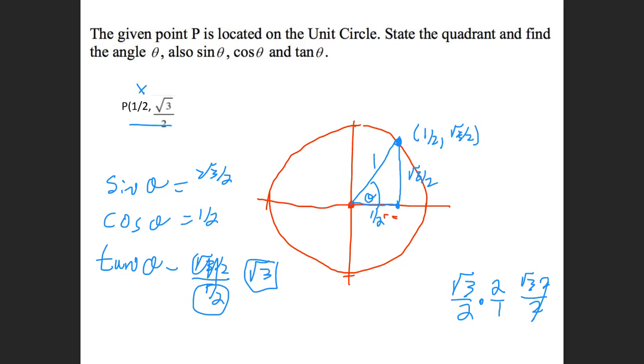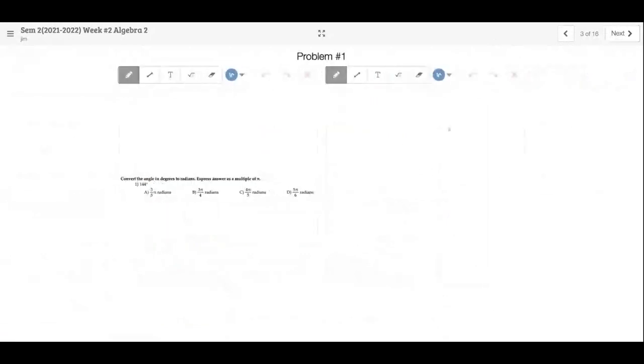All right. So, problem number 1. It says convert the angle in degrees to radians, express your answer as a multiple of pi. Okay, so it's asking us to convert.